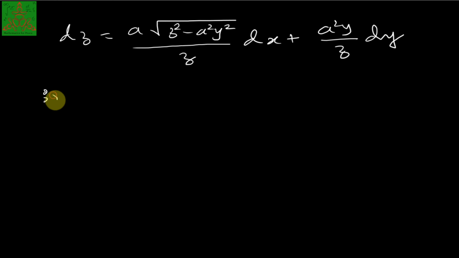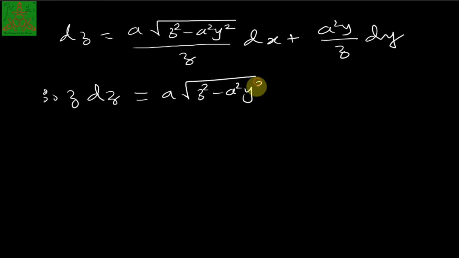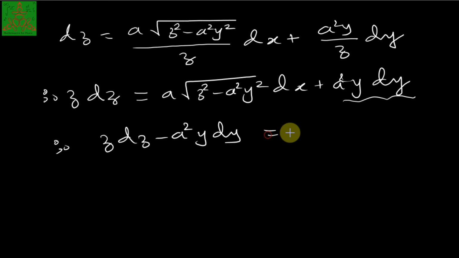Multiply z on both sides, that gives me z dz is equal to a square root of z square minus a square y square dx plus a square y dy. You just observe that this is z square minus a square y square. Here it is z dz plus a square y dy, so I'll take this term to the other side. So we have z dz minus a square y dy is equal to a square root of z square minus a square y square dx.